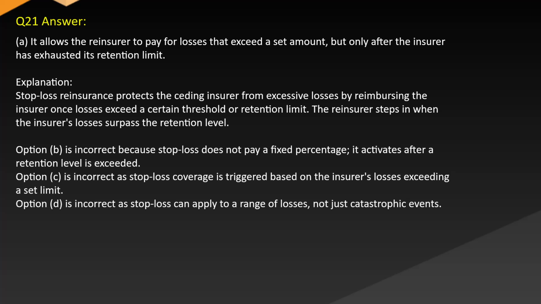Once losses exceed a certain threshold or retention limit, the reinsurer steps in when the insurer's losses surpass the retention level. Option B is incorrect because stop-loss does not pay a fixed percentage; it activates after the retention level is exceeded. Option C is incorrect as stop-loss coverage is triggered based on the insurer's losses exceeding a set limit. Option D is incorrect as stop-loss can apply to a range of losses, not just catastrophic events.